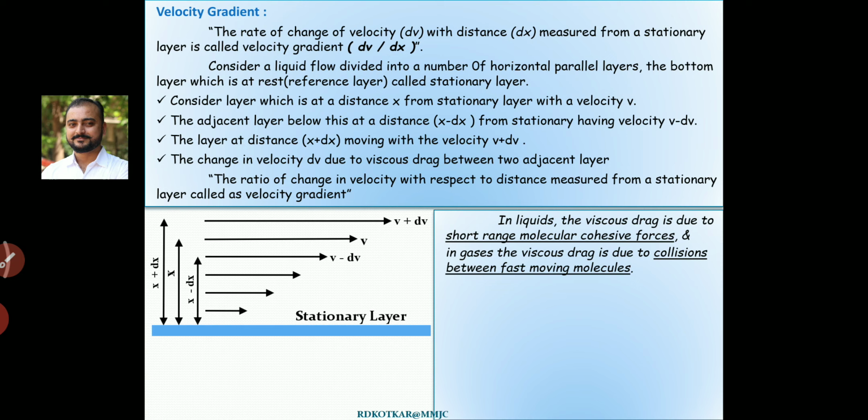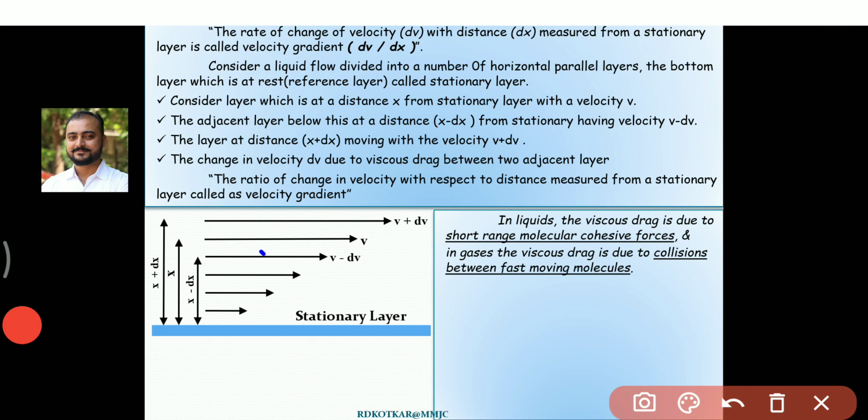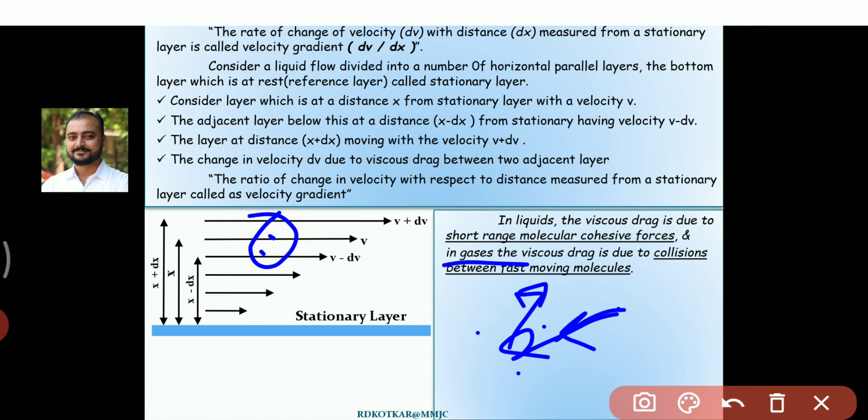Means the similar molecules of liquid, suppose this is a molecule of liquid and this is also a molecule of liquid, they apply a cohesive force between them, and that's why they will oppose the motion of the adjacent layer. But in case of gases, the viscous drag is due to the collision between the two moving particles. As the gas molecules are moving here and there, due to the collision their motion will get opposed.